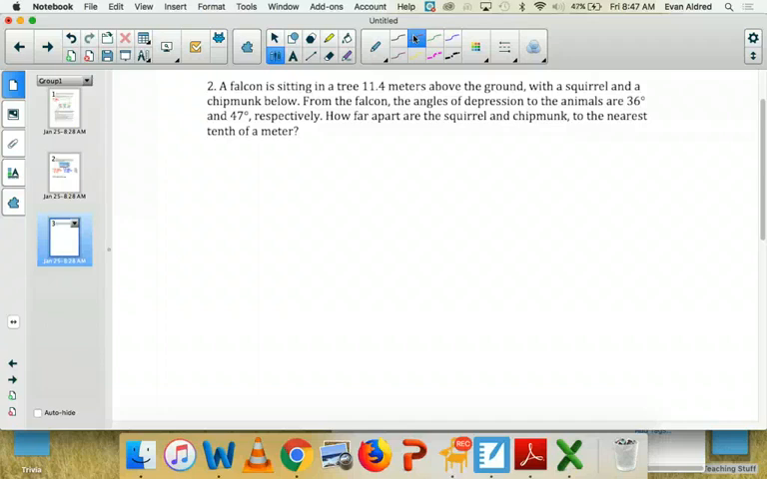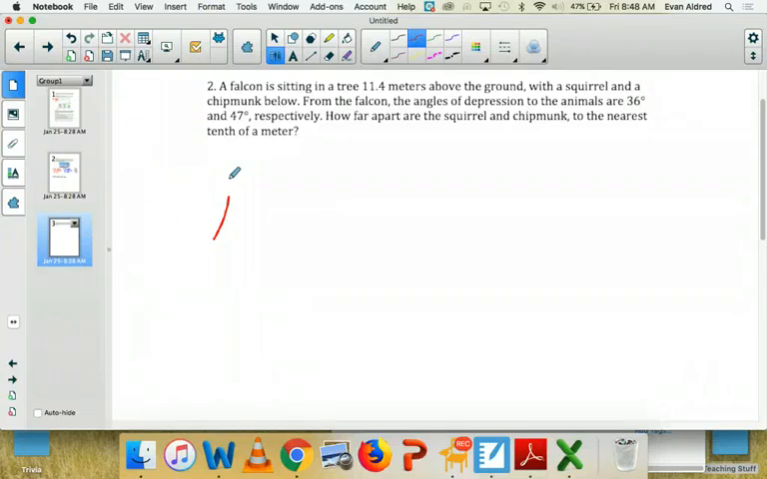So let's take a look here. A falcon is sitting in a tree 11.4 meters above the ground. There is a squirrel and a chipmunk below. From the falcon, the angles of depression to the animals are 36 degrees and 47 degrees respectively. How far apart are the squirrel and the chipmunk to the nearest tenth of a meter?